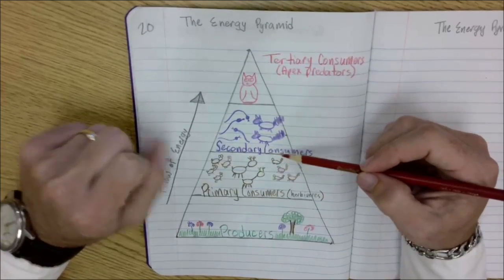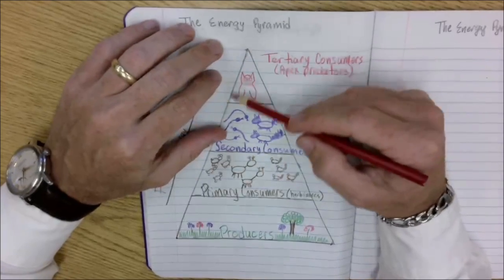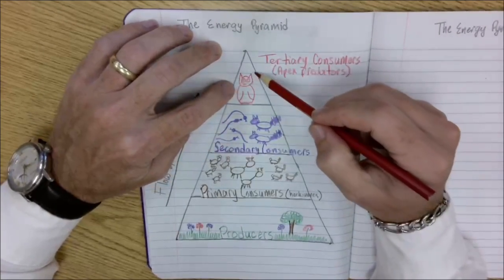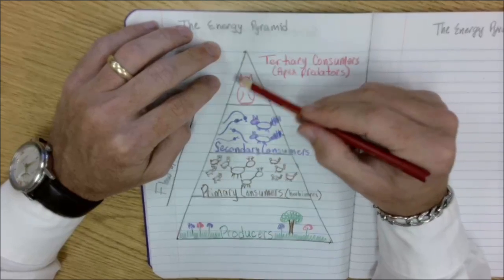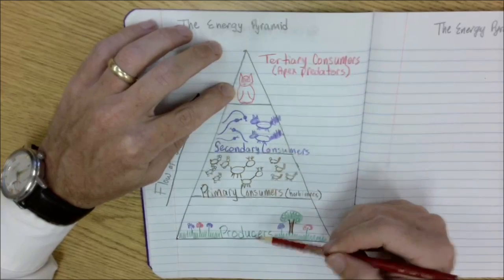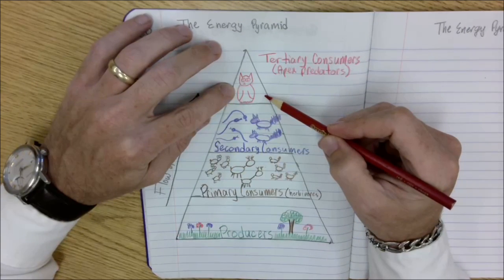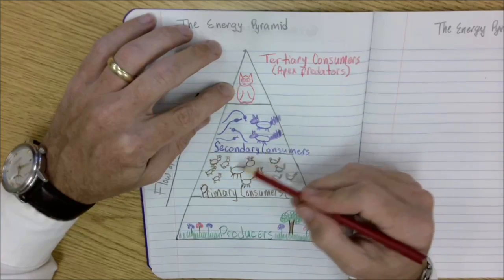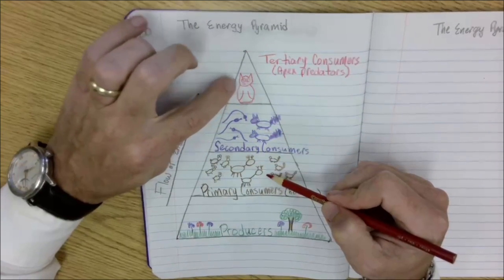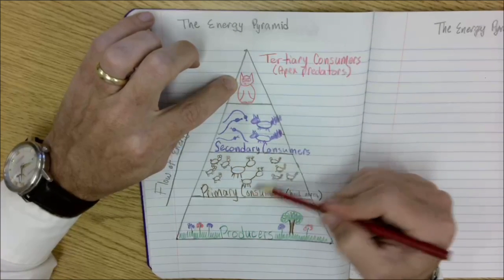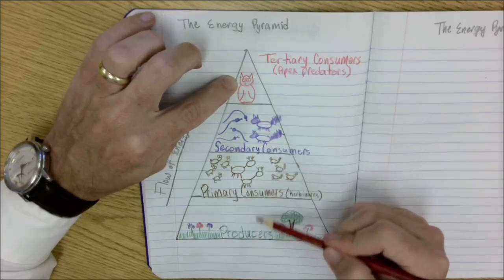And if we keep heading up to our top, we have tertiary consumers. These are our apex predators. These guys can be carnivores or omnivores, and they're able to eat from anything below them. So tertiary consumers, if they eat meat, will eat secondary consumers. They can also eat primary consumers. If the tertiary consumer is an omnivore, it can eat from here, it can eat from here, and it can eat from the producers.